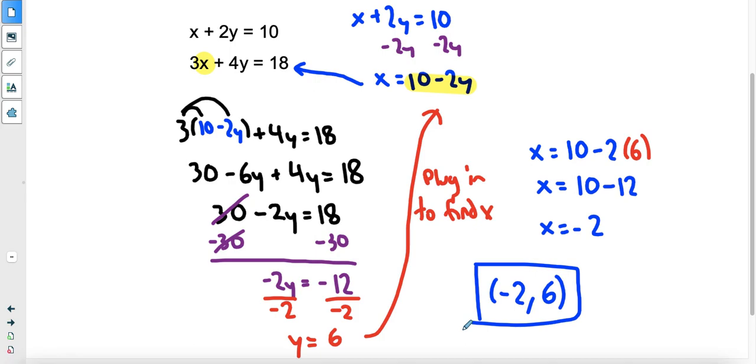So to summarize, what's the idea here? To solve a system of linear equations, we need to get x or y by itself first. And once we have x or y by itself, we're just going to plug it in to the other equation to solve. And this method is called substitution, because we're substituting x or y into the other equation in order to solve.